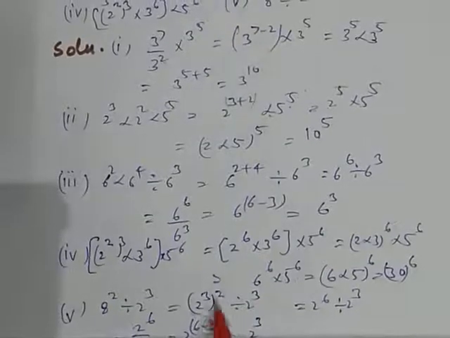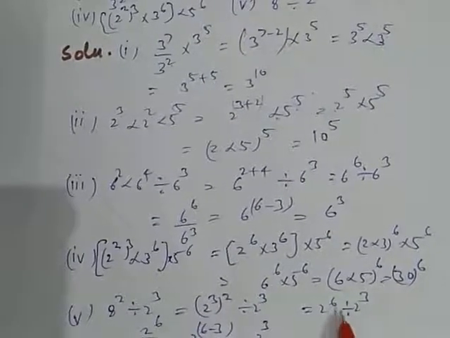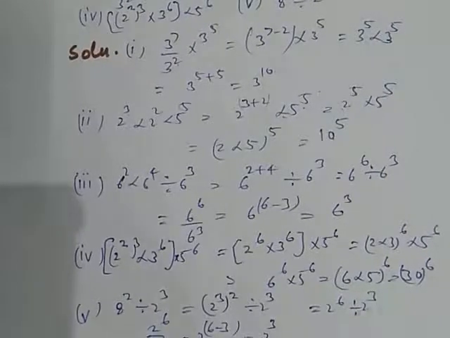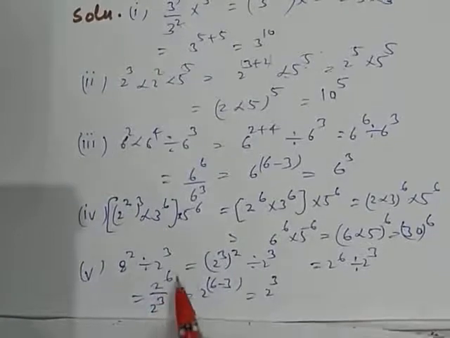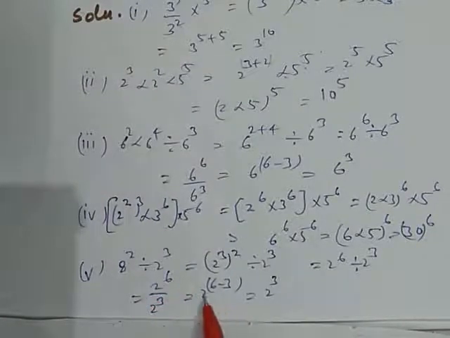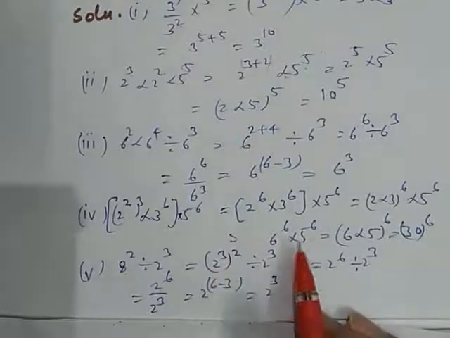Now by opening this, 2 raised to the power 3 into 2 is 6, divided by 2 raised to the power 3. So we put this like that. So this becomes 2 raised to the power 6 upon 2 raised to the power 3. By applying the formula, we can write 2 raised to the power 6 minus 3, which becomes 2 raised to the power 3. So this way we can solve according to the law of exponents.